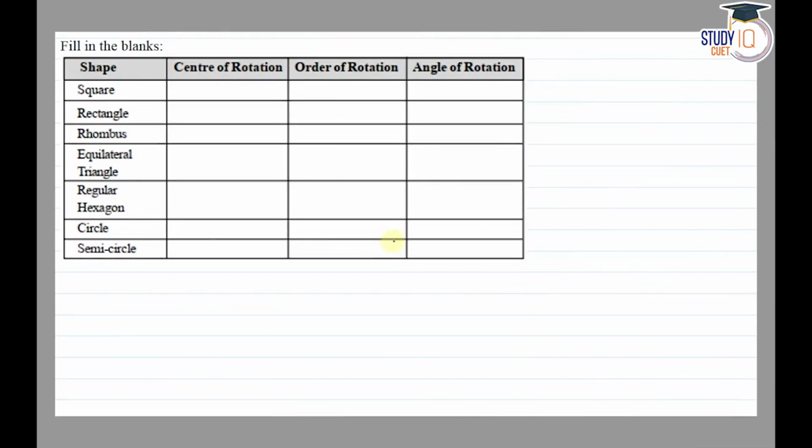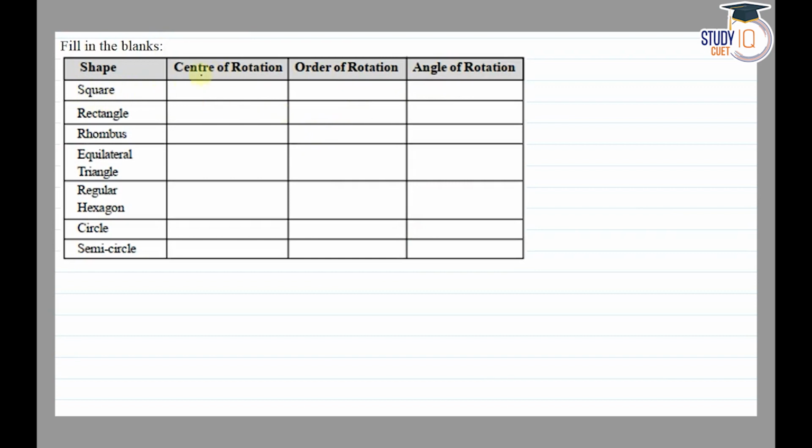Hello everyone, this question appears in the class 7th NCERT chapter of Symmetry. This is the fourth question of exercise 14.3. The question says fill in the blanks. So the shape is given, and we have to find out the center of rotation, order of rotation and angle of rotation.